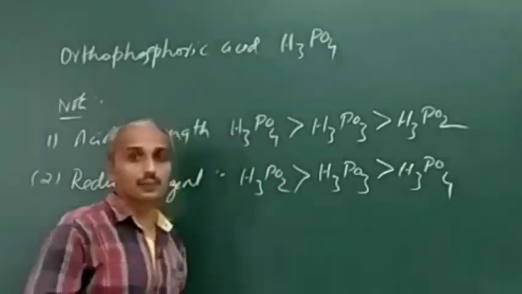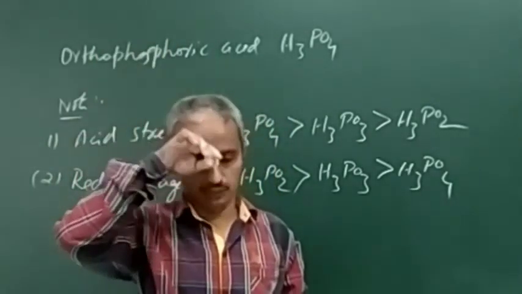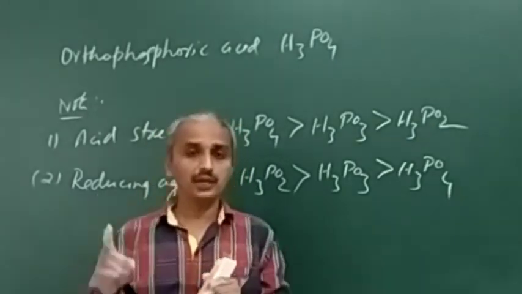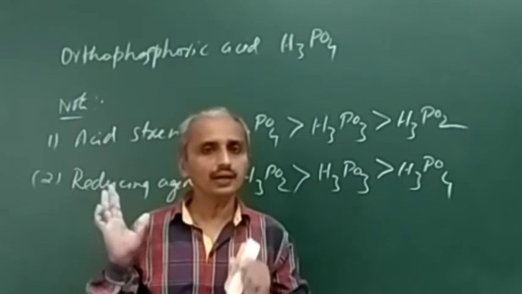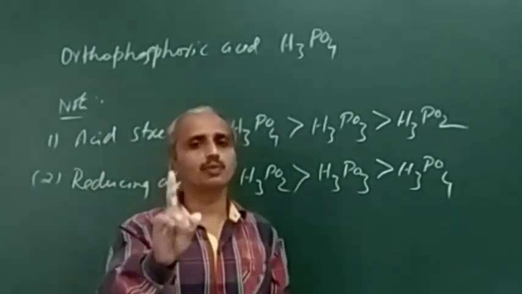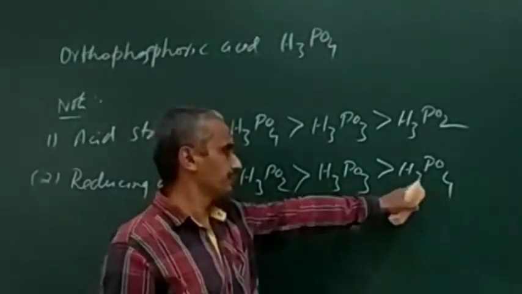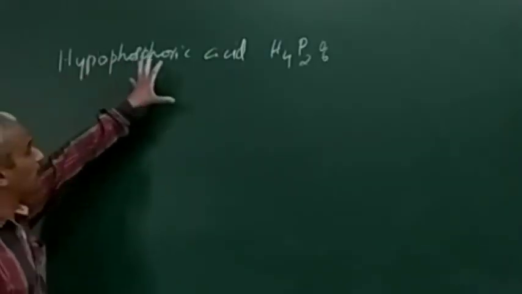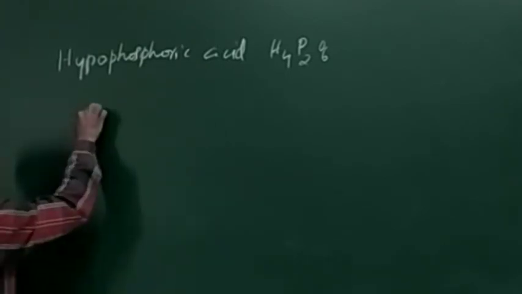Because the number of direct PH bonds will be reduced, means hydrogen directly bonded to the phosphorus is decreasing in this case. So this is the strongest reducing agent also. Next is hypophosphoric acid, H4P2O6.